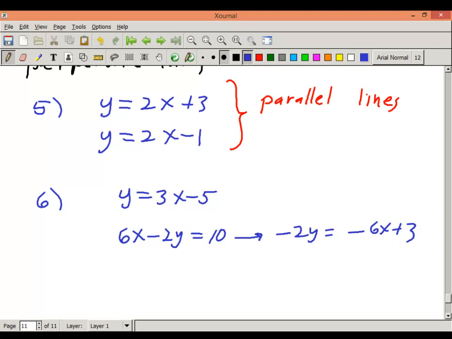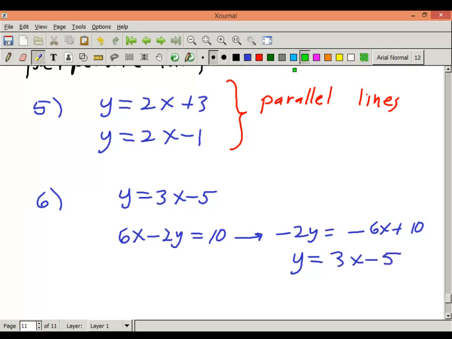I just subtracted 6x. Oops, why did I write that? It's plus 10. I just subtracted 6x from both sides. Now let's divide by negative 2. So now we get y is equal to, divided by negative 2, positive 3x minus 5.